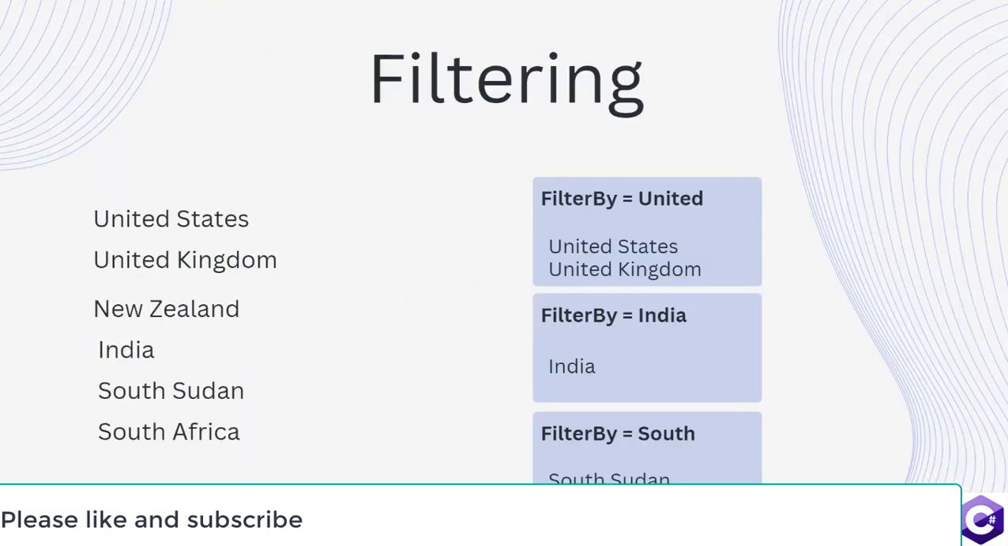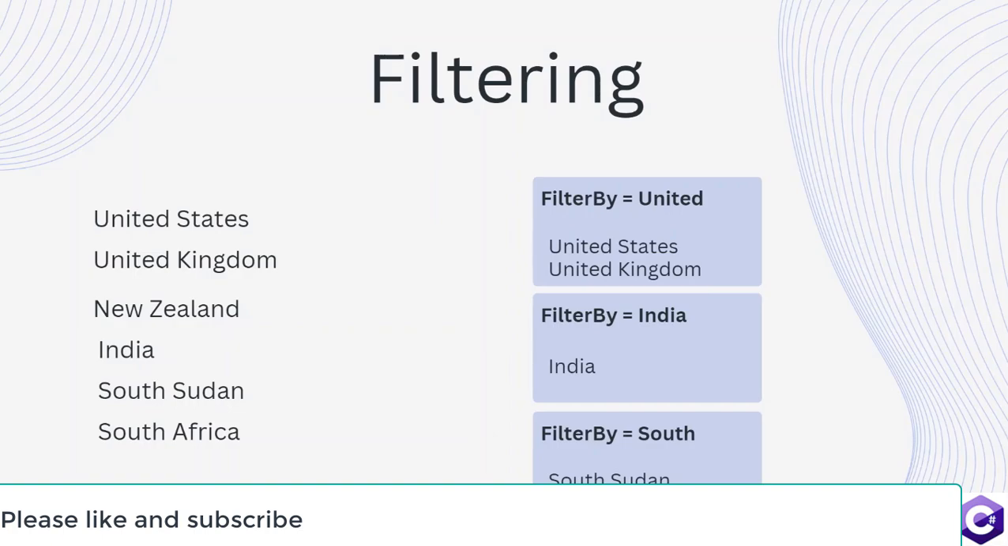In this example, we have data for a few countries. We have United States, United Kingdom, New Zealand, India, South Sudan, and South Africa. If we were to implement filtering on our web API, and the client wanted to filter the results based on the query United, then from the data that we have, the data that we filter would basically be United States and United Kingdom. So we are giving a subset back to the client based on the data that we have and the filter that the client has applied.